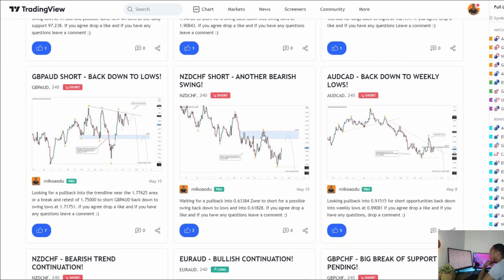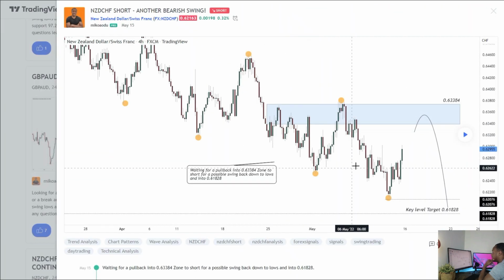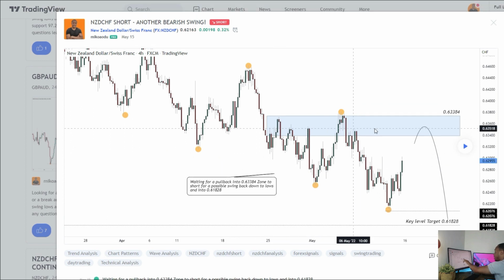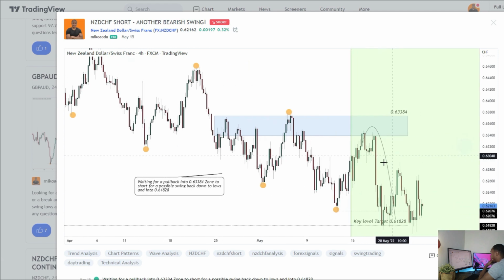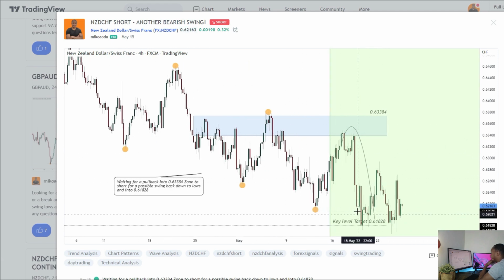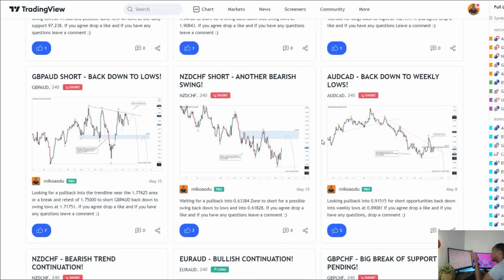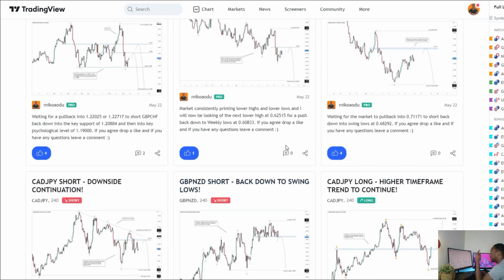But where is it? So here's the exact analysis that I posted for it. So that was me highlighting the zone, waiting for a pullback into that zone to short for a possible swing back down to the lows, as you can see there. And all I did is just wait for the pullback to happen and a really nice roll over to the downside. And now I'm actually expecting NZDCHF to go further south.